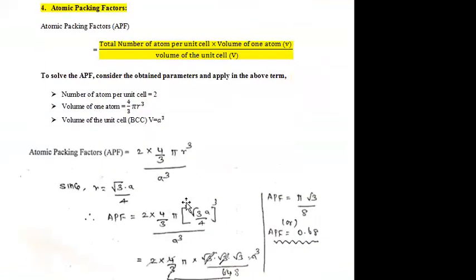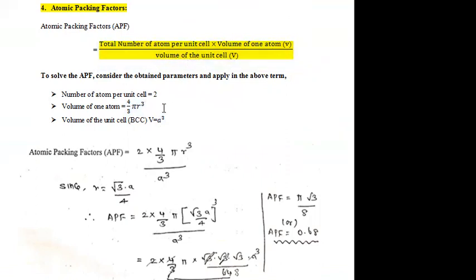The last parameter is the atomic packing factor. To find the atomic packing factor, the formula is the total number of atoms per unit cell times the volume of one atom, divided by the volume of the unit cell. The total number of atoms per unit cell is 2. The volume of one atom is 4 by 3 pi r cube. The volume of the unit cell is A cube.